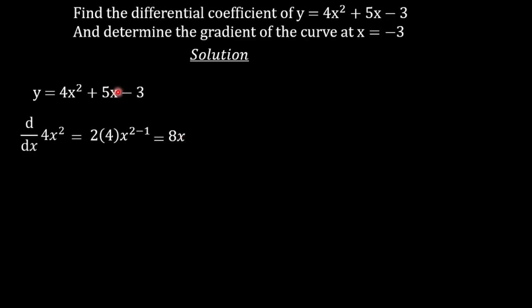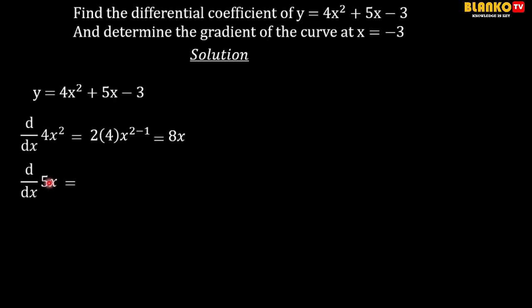So let's take the second term, which is 5x. To differentiate 5x, that is d over dx of 5x, the x here is raised to the power 1. Any number raised to the power 1 is the same number. And I said earlier that we multiply the power by the coefficient, so since x is raised to the power 1, 1 multiplies 5. Then we subtract 1 from the power, which is 1. I hope you understand.